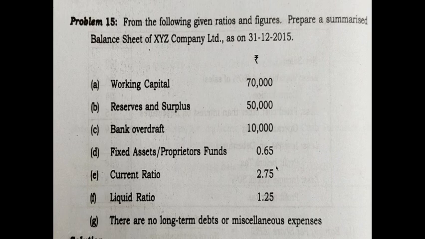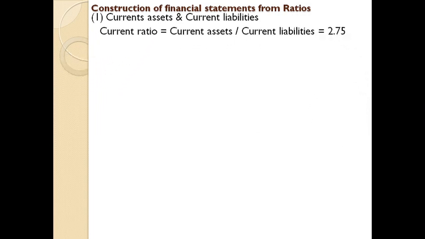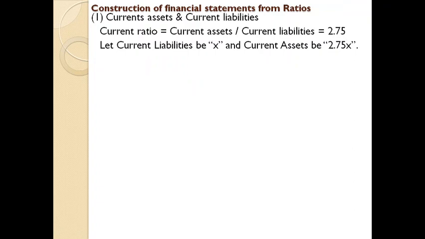Why? Because current ratio means current assets divided by current liability, and the equation for finding working capital is current assets minus current liability. And how are we going to link that? Let's see. First we are going to find current assets and current liability. In the question it is said that current ratio is 2.75, and we already know current assets by current liability is 2.75. So on that basis, we can assume that current liability be X and current assets be 2.75X.